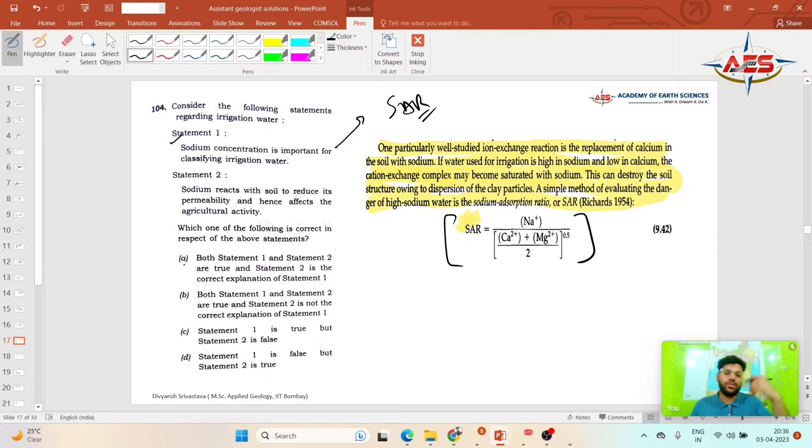Sodium reacts with soil. Now if the parameter has been given, if it says to study this, like this is a very important thing, there must be some reason for it. So let's see what statement 2 says. Sodium reacts with soil to reduce its permeability and hence affects the agriculture activity. Yes, it is a very important thing, because as you can see, this is called the sodium adsorption ratio.